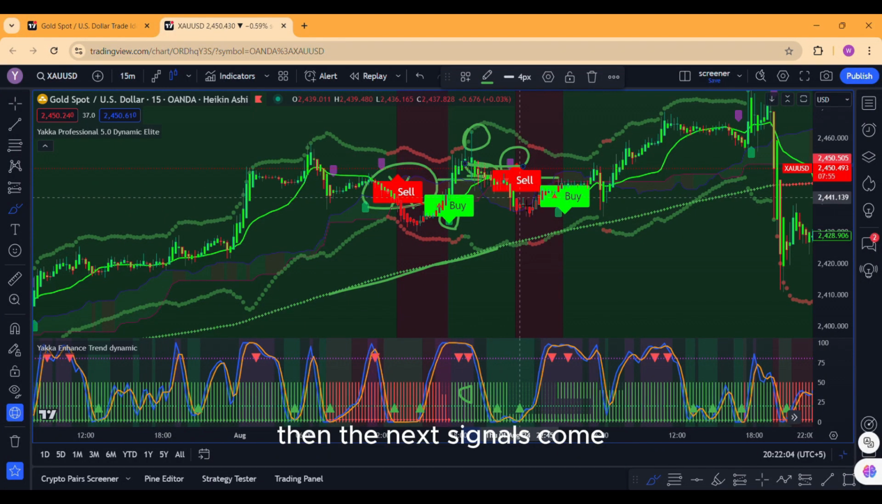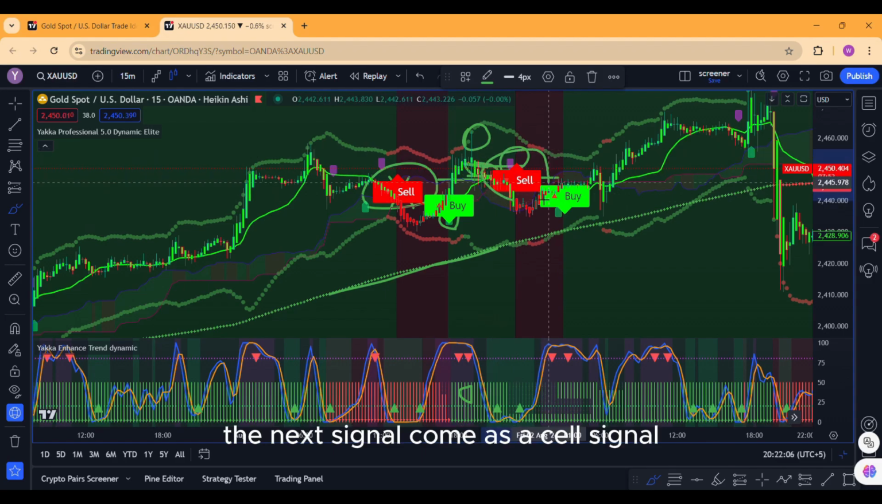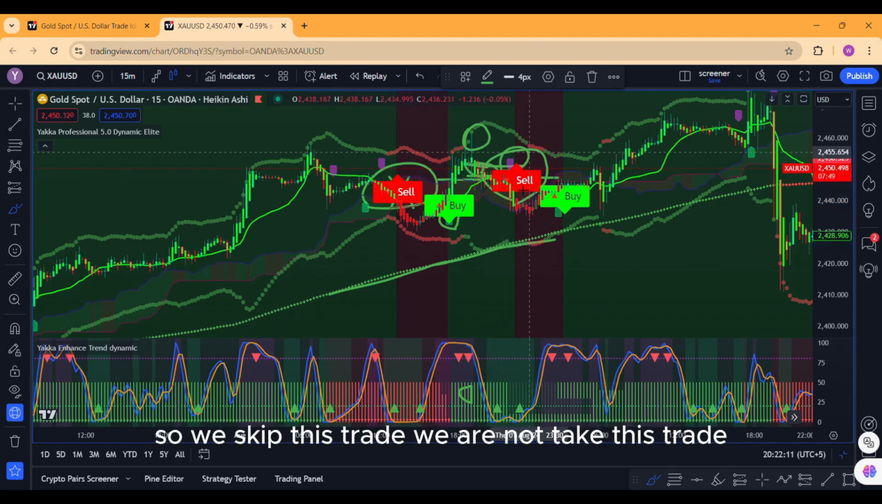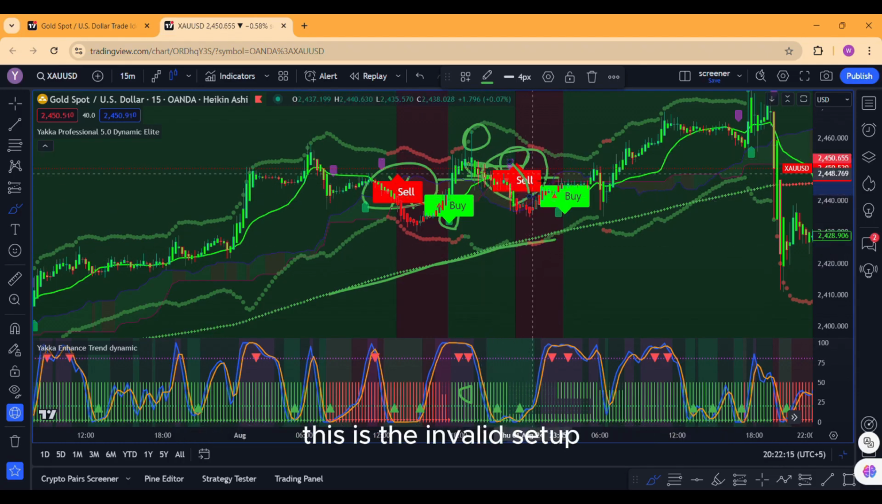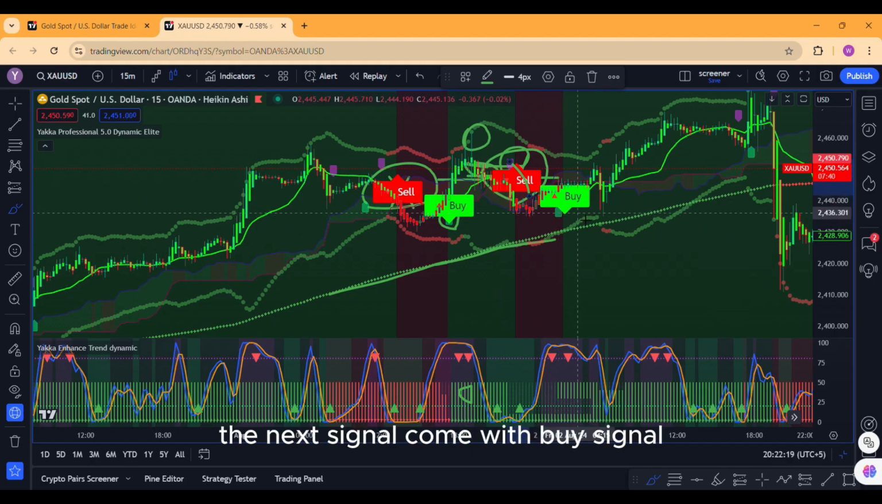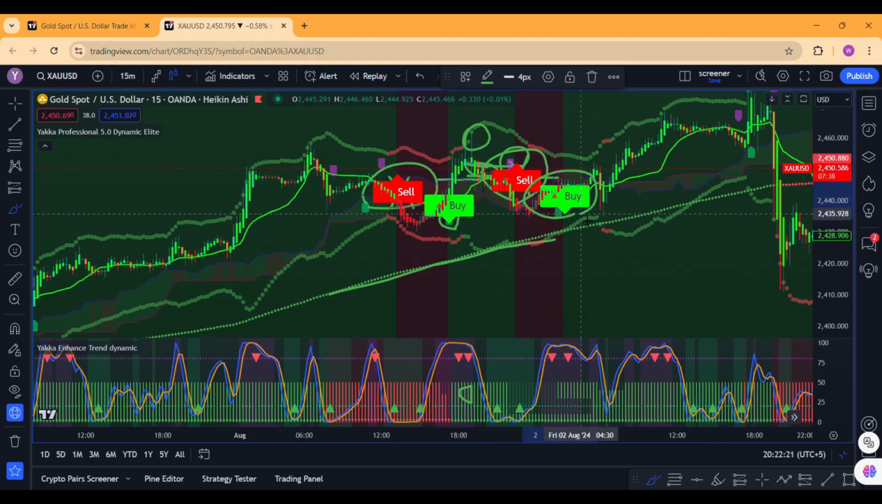Then the next signal comes. The next signal comes as a sell signal, but for this second signal, the first rule is not fulfilled, so we skip this trade. We are not to take this trade. This is an invalid setup. Then we wait for the next signal. The next signal comes as a buy signal.